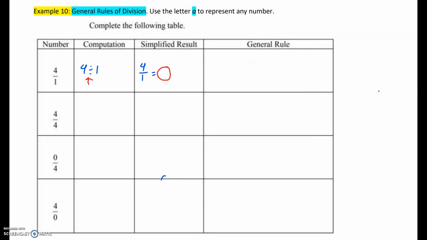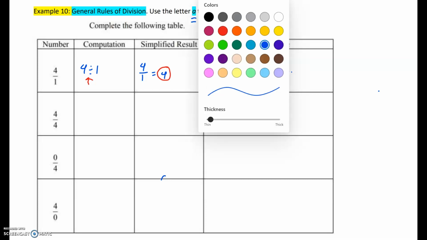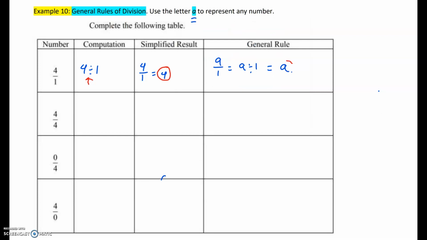But in this chart, they're asking for each of the parts. Now, here's the general rule. This is one of the rules that's going to be in the textbook. What they're saying is that if a is any number, a divided by 1 is simply the value of a. So that's the formula that we're using on the first numerical value, which is simply the value of 4.